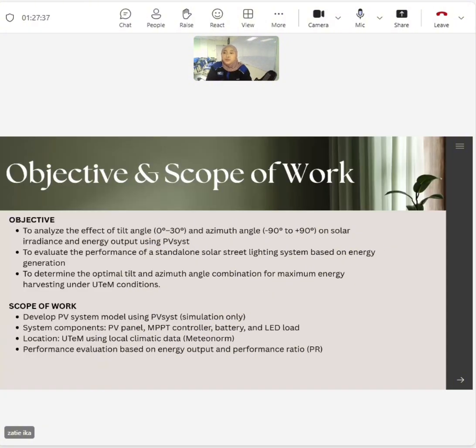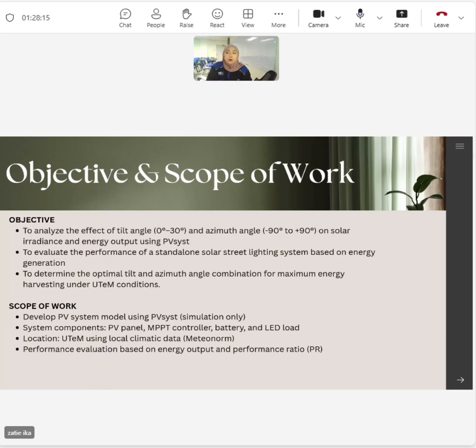This slide shows objective and scope of work. For the objective, first, to analyze the effect of tilt angle 0 to 30 degree and azimuth angle negative 90 to positive 90 on solar irradiance and energy output using PVsyst. Second, to evaluate the performance of a standalone solar street lighting system. Third, to determine the optimal orientation for maximum energy harvesting under Malaysian condition.